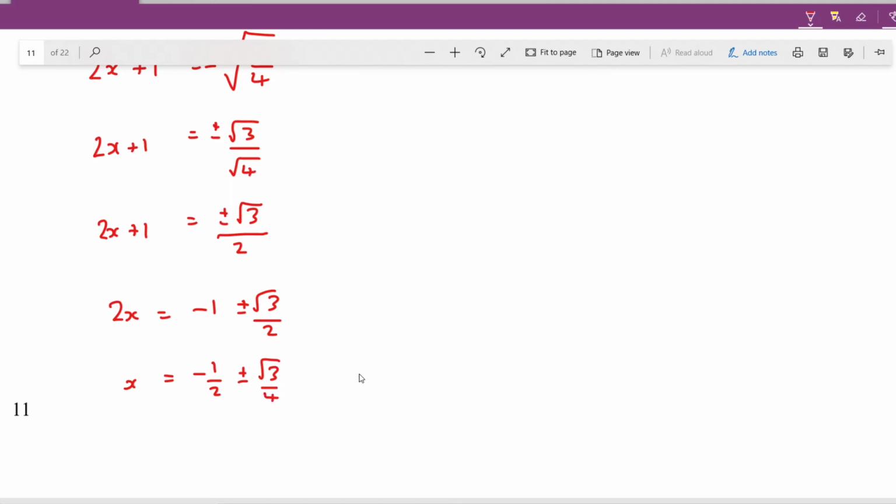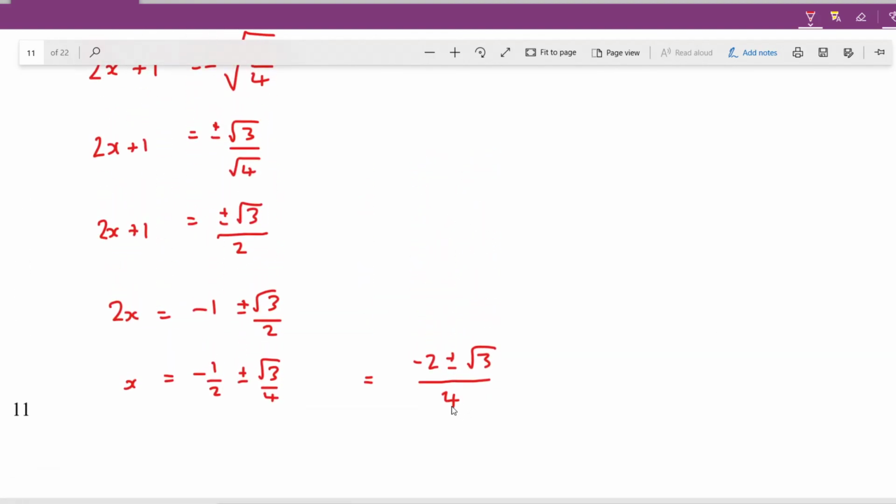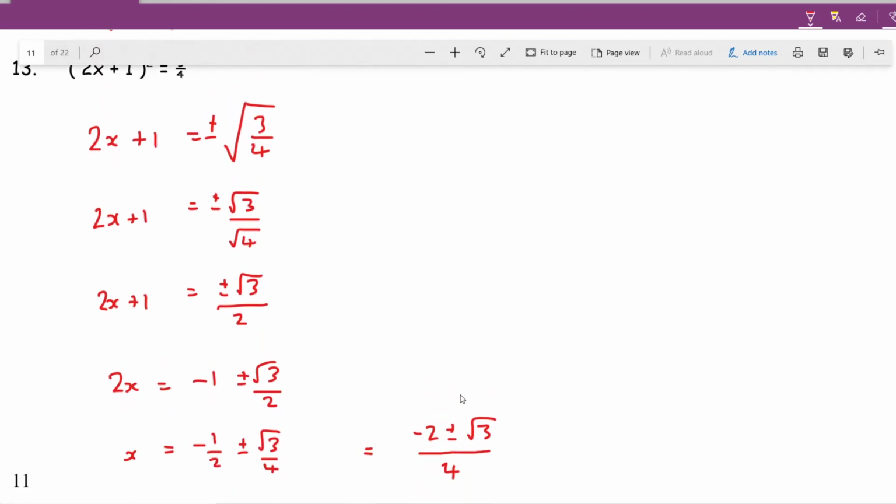You can leave it like this. If you want to put it all over a common denominator, you could double top and bottom here and put it as minus 2 plus or minus root 3 all over 4. Okay, right, that's about it. That's our section 4 done.